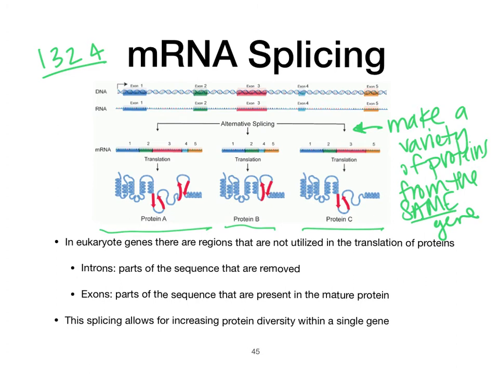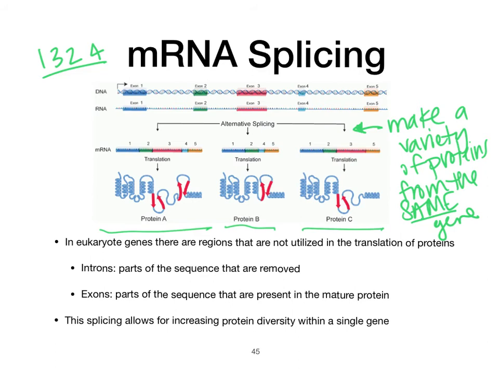So the introns are the part of the sequence that are removed. Those can control other proteins. They can control RNA fragments that could be utilized. They can also control other types of enhancement molecules. But the exons are part of the sequence that are present in the mature protein.